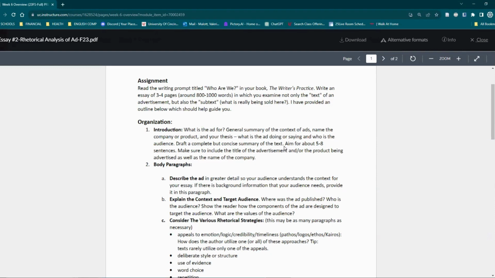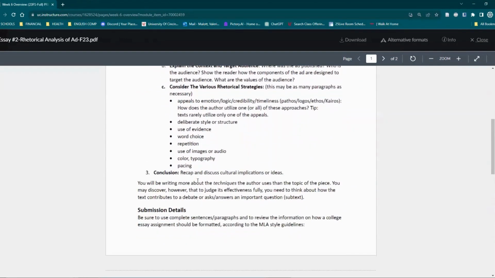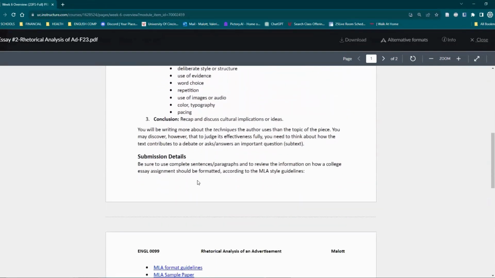And this is where you will examine not only the quote unquote text of an advertisement, but also what Warner calls the subtext. What is really being sold besides the product? So I've provided an outline below that will help you with the paper. You can read through this. I'm not going to look through it all, but just to let you know, this is in preparation for the rough draft that will be due in a couple of weeks.